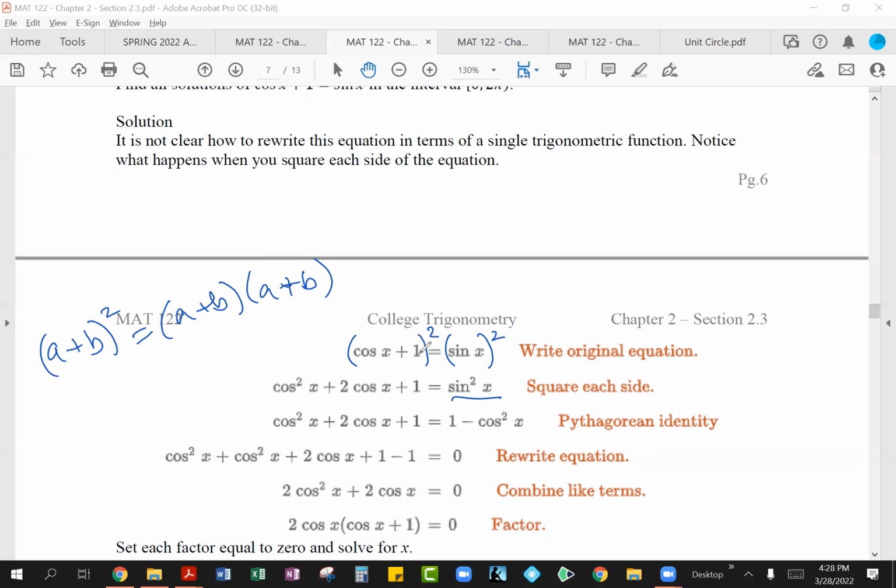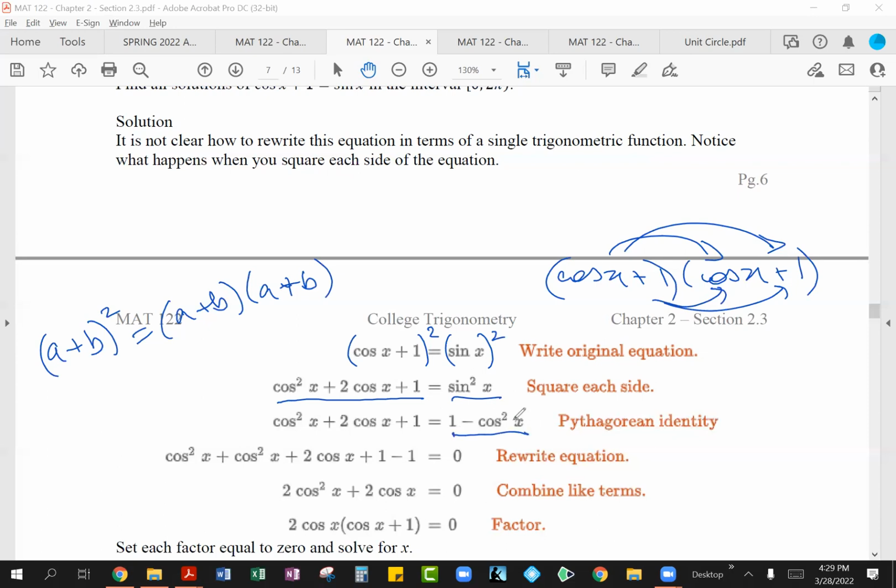You actually will do FOIL. So you are taking cosine of x plus 1 and multiplying it with cosine of x plus 1. So you will use FOIL to multiply this, and that's what ends up giving you this left-hand side, okay? Now that you have your cosine square of x plus 2 cosine x plus 1 and then sine square on the other side, well, now I can use my Pythagorean identity and rewrite that sine square of x as 1 minus cosine square of x.